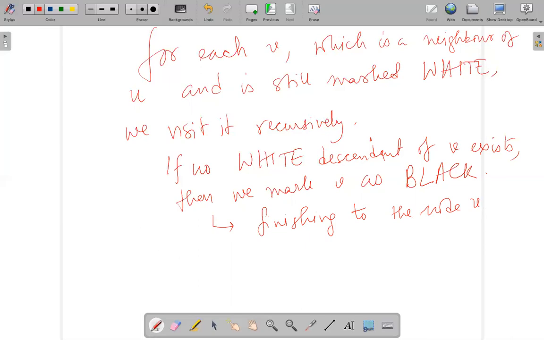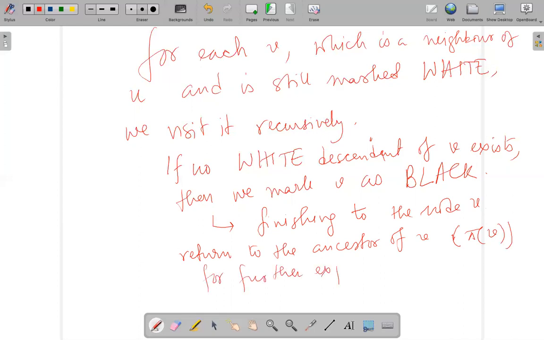And from here, we return to the ancestor of V, which we will term as pi of V for further exploration. So again, in a nutshell, you start from a particular node, you color it gray.